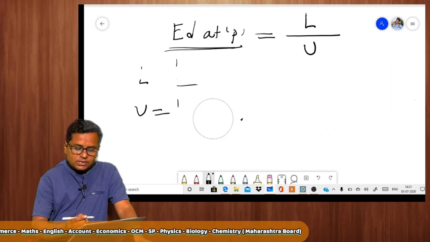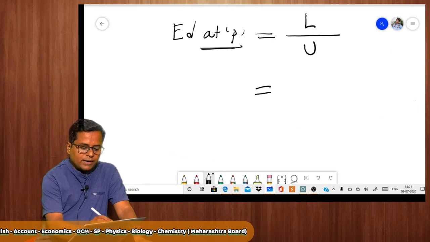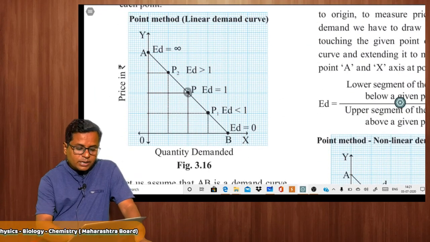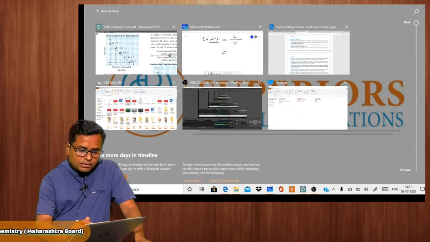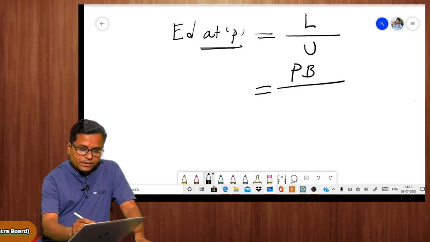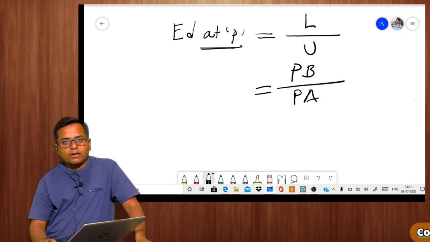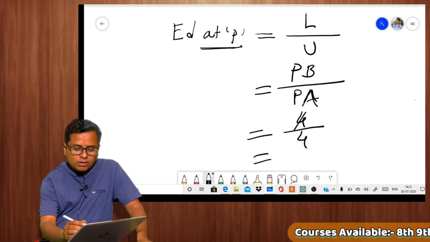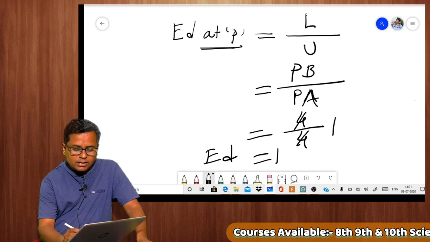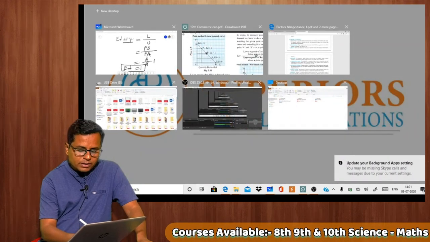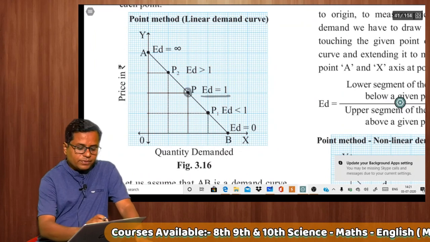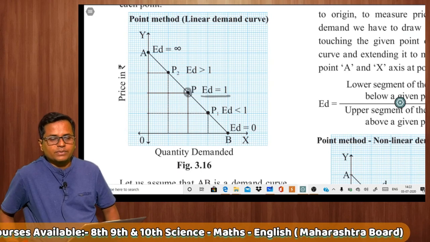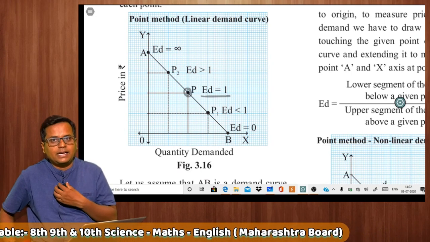In this graph, elasticity of demand at point P is equal to L divided by U. What is the lower part of the demand curve below the given point? PB. And the upper part of the demand curve is PA. PB is 4 centimeter, PA is also 4 centimeter. So the elasticity of demand is equal to 1. It means at the middle point of the demand curve, demand is unitary elastic. At the middle point of the demand curve, demand is unitary elastic.